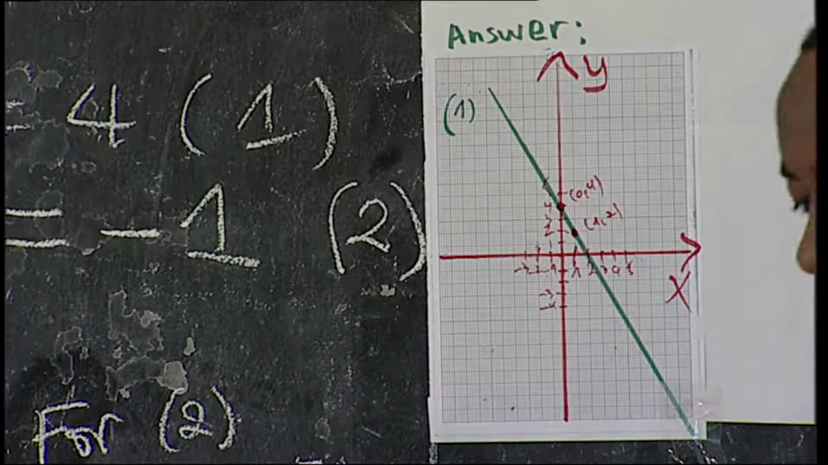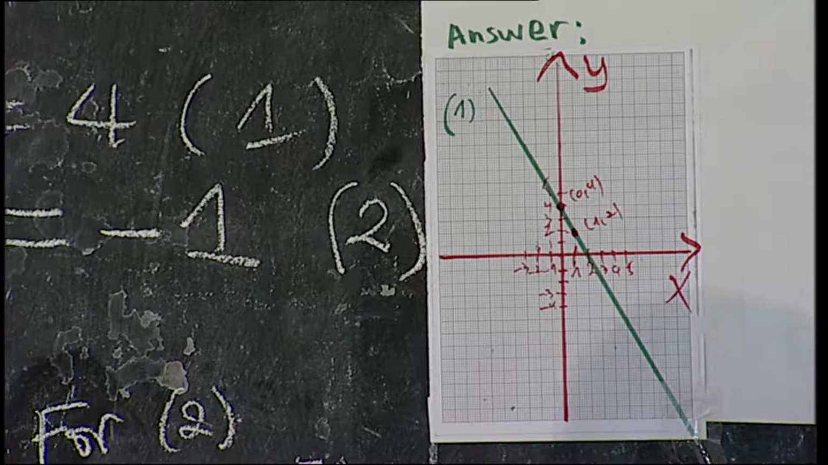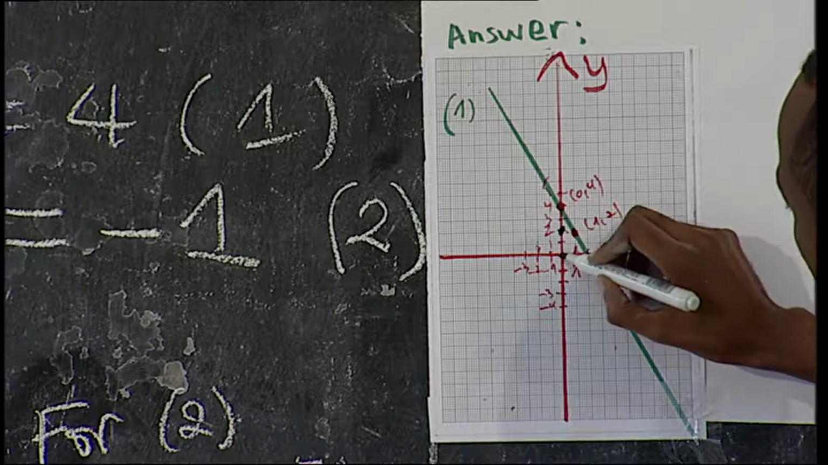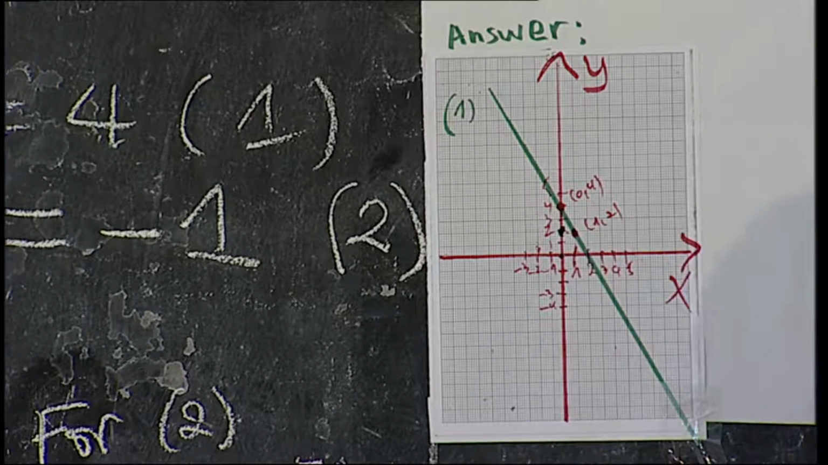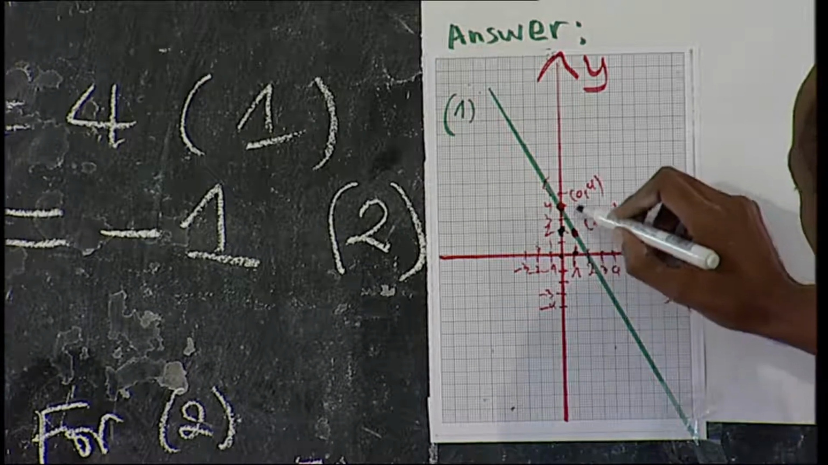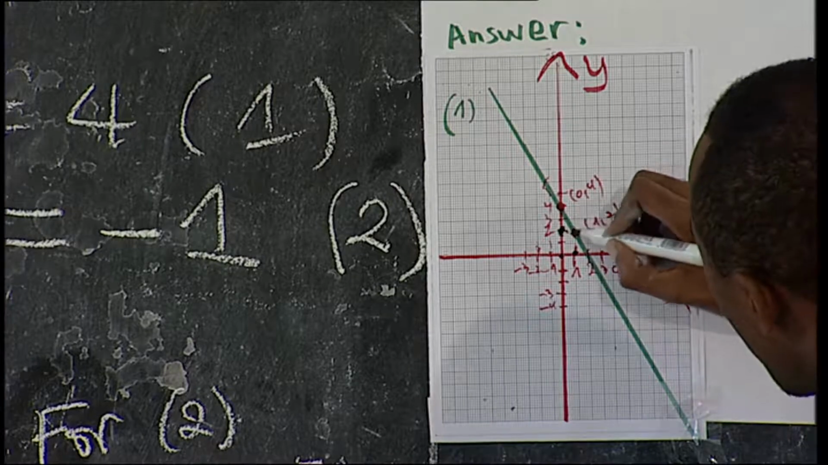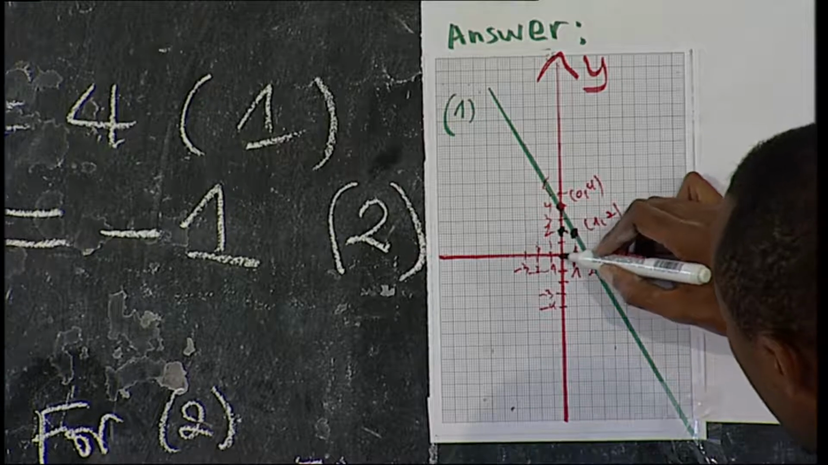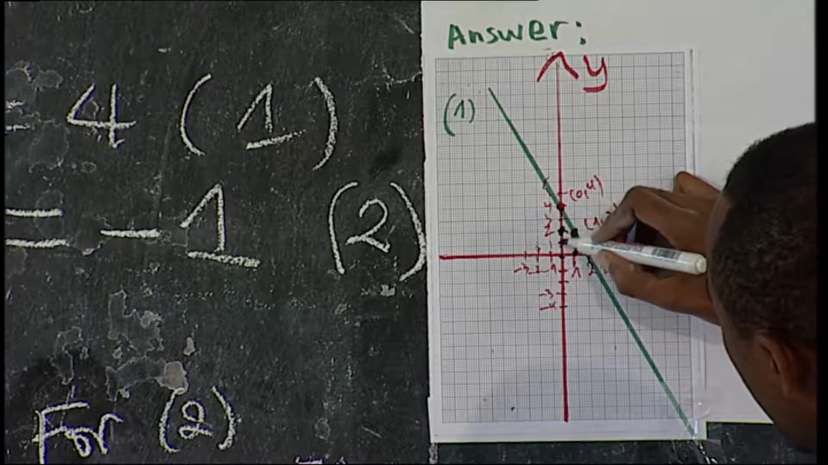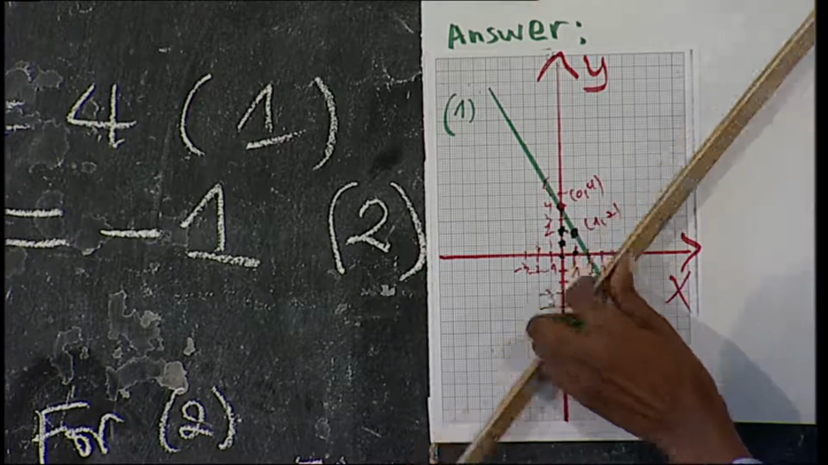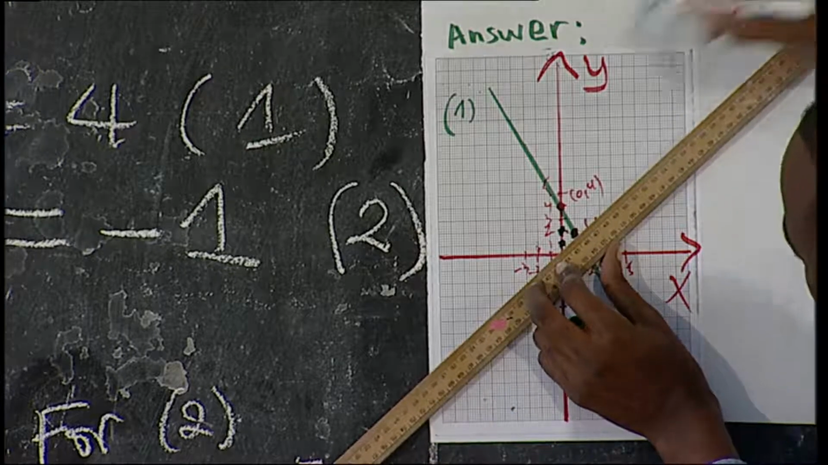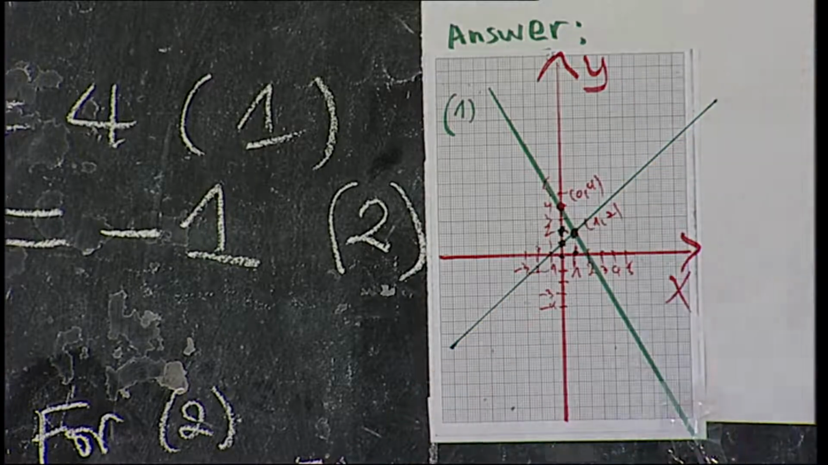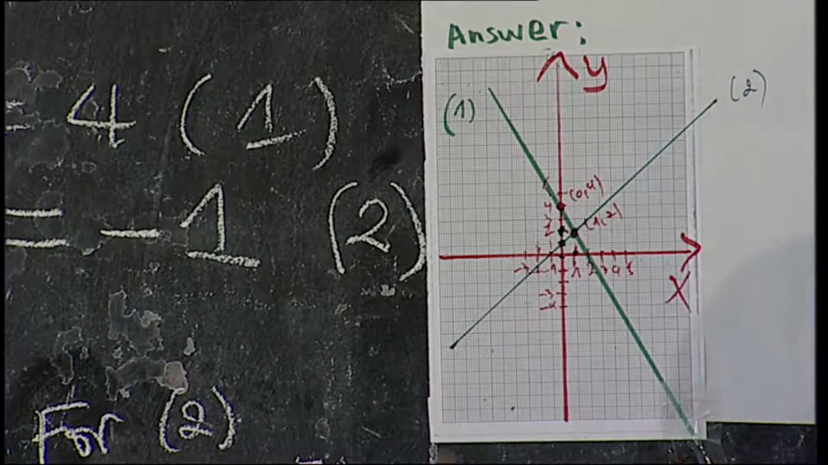Let's go to line number 2. We have 0 and 1. 0 on x and 1 on y. We have also 1 on x and 2 on y. We have 0 and 1 is here. And we get the line that comes like this. Sorry, a little bit tiny, but you can observe so. This is for our line number 2.